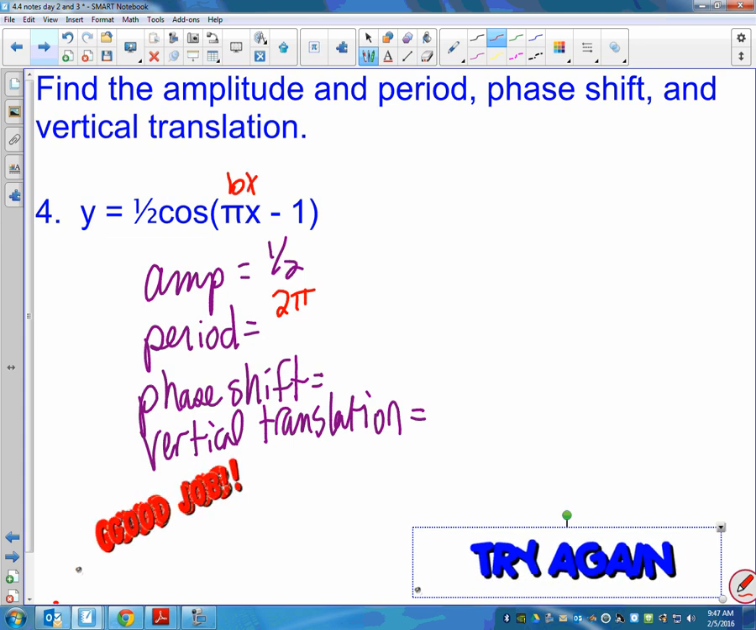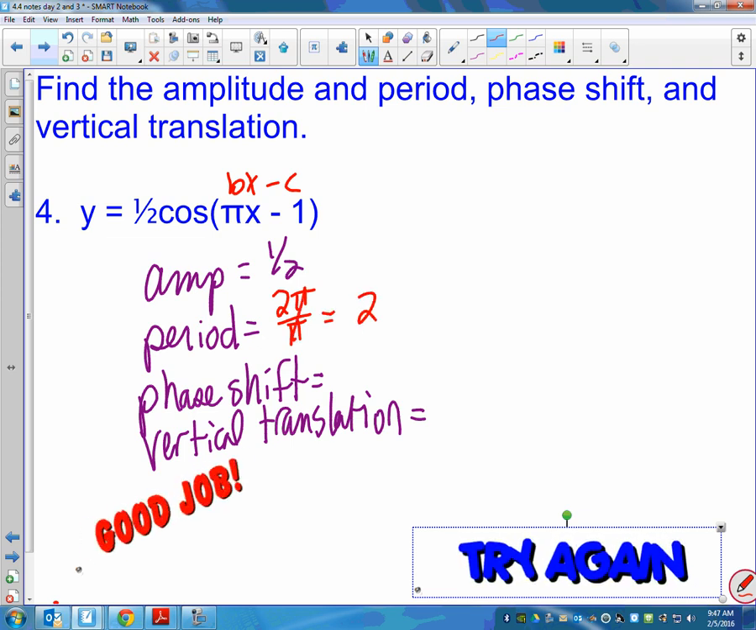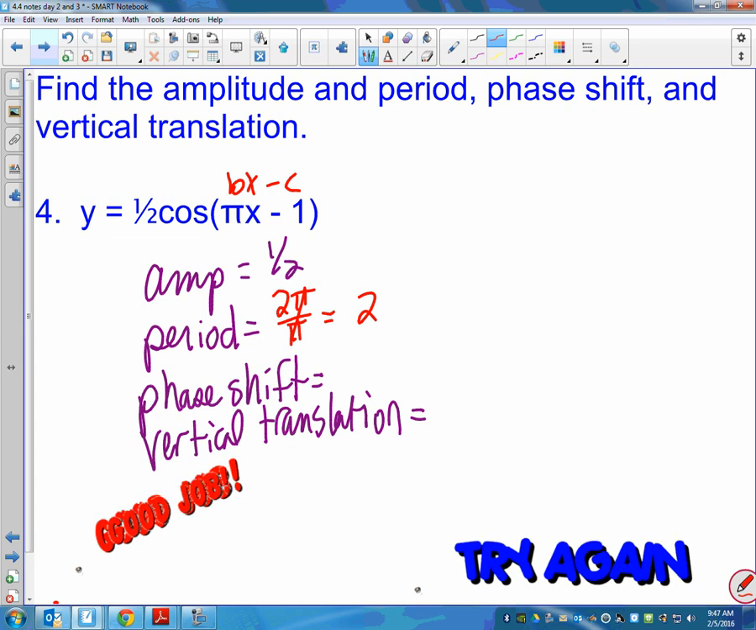This is bx minus c. So it's just pi. So what's the period on this one? It's just 2. So that one we haven't graphed this function yet where you just go by 1, 2, 3, 4, and you would on this one because there's a pi already in the problem, so you wouldn't put another pi in the problem. That's crazy, right? All right, this is a new one. Phase shift is c over b.